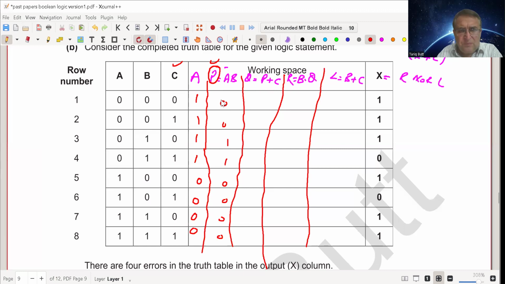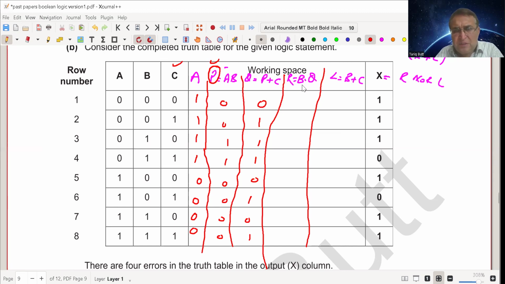So 0 OR with 0 is 0. 1 OR with 0 is 1. 0 OR with 1 is 1. 1 OR with 1 is 1. 0 OR with 0 is 0. This 1 OR with 0 is 1. 0 OR with 0 is 0. 1 OR with 0 is 1. That's it.